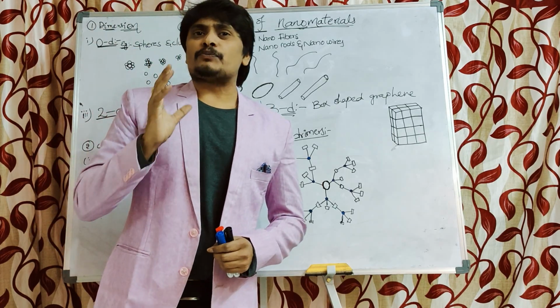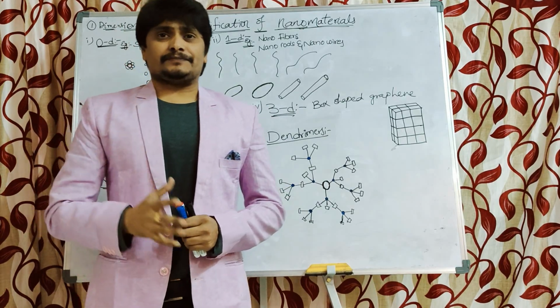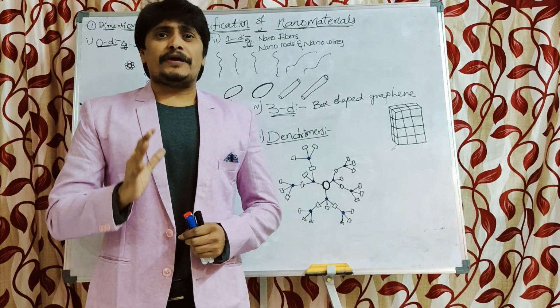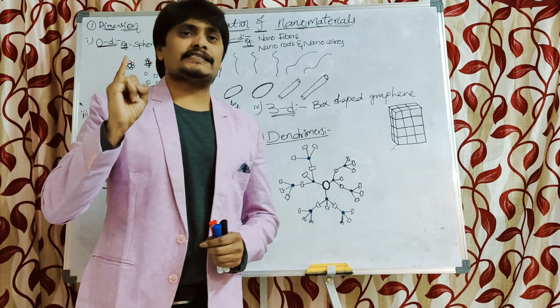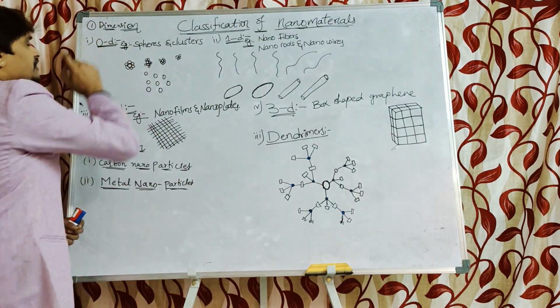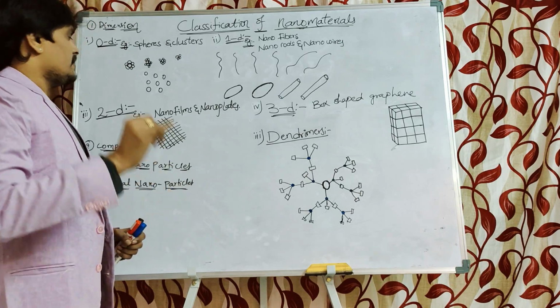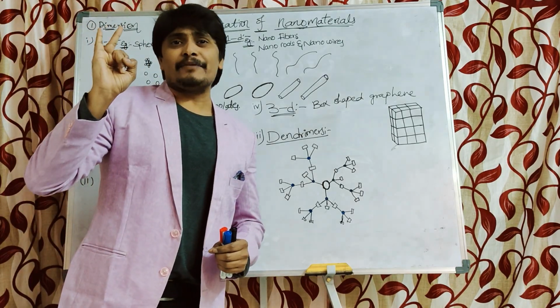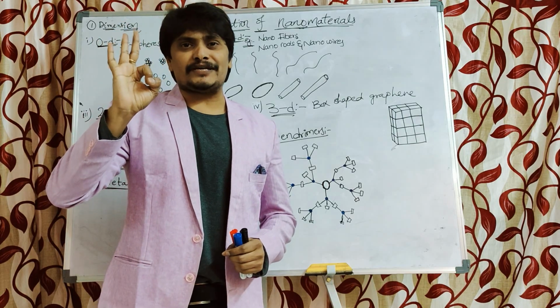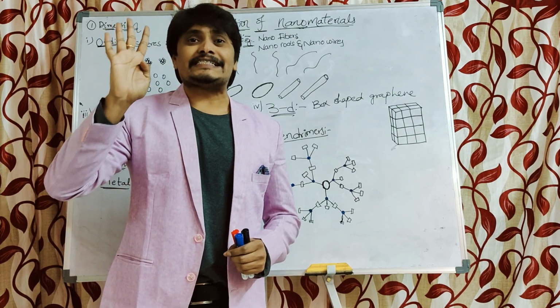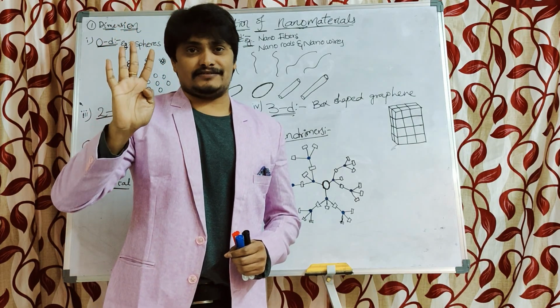Based upon the dimension, the nanomaterials have been classified into 4 types. The first one is zero-dimensional nanomaterials. The second one is one-dimensional nanomaterials. The third one is two-dimensional nanomaterials. And the fourth one is three-dimensional nanomaterials.